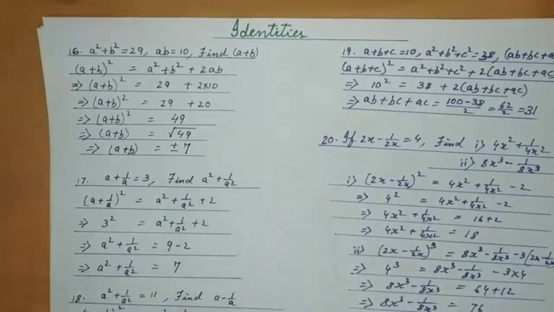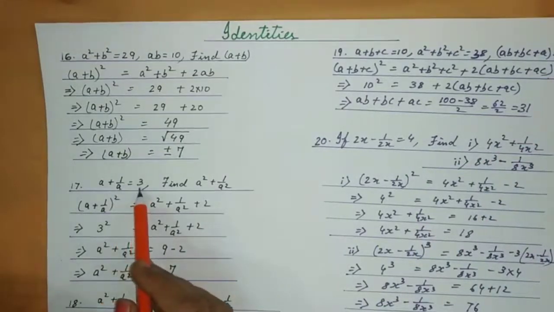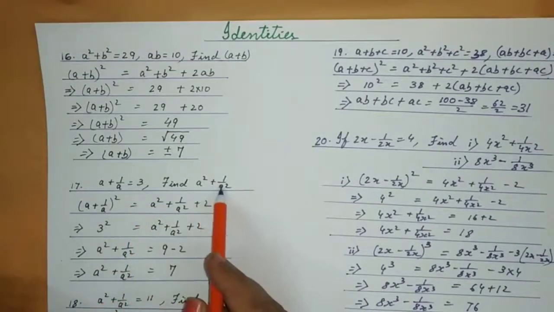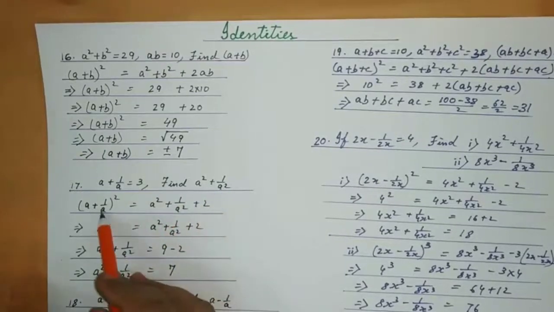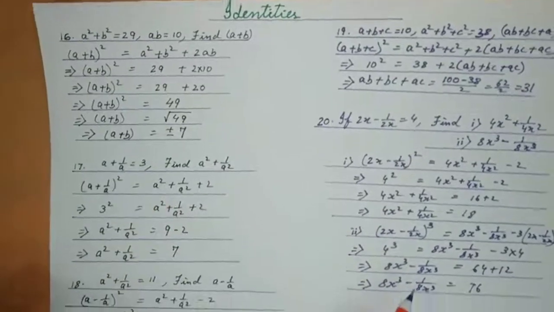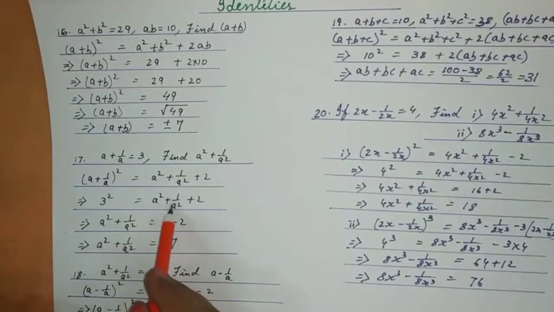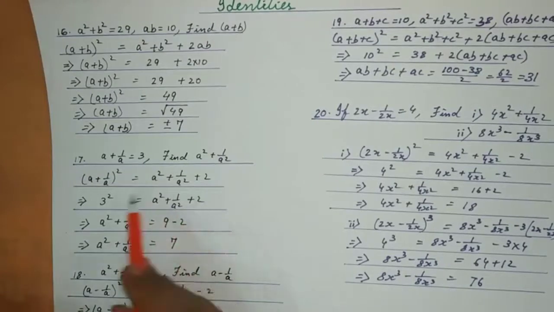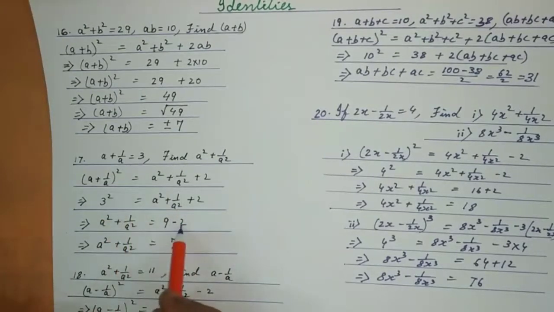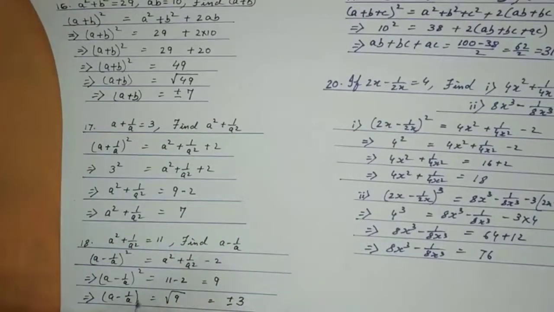Question number 17. A plus 1 by a is 3. Find a square plus 1 by a square. So (a plus 1 by a) whole square is a square plus 1 by a square plus 2. We substitute. 3 square is equal to a square plus 1 by a square plus 2. When we bring 2 this side, it is 9 minus 2, and the answer is 7. We come to the next question, number 18.